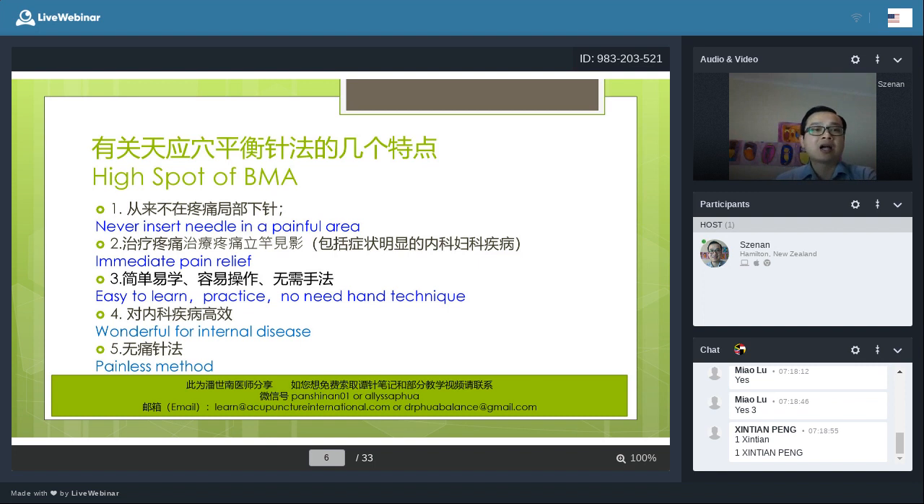Now, the second high spot, immediate pain relief. In Chinese, we call it 立竿见影. When you put a needle in the distal point, you ask the patient, where is the pain? The pain is in the lower back, right? And you put a needle in the hand or leg, and you ask the patient, where is the pain? The patient will say, well, there's no pain now, or the pain is much better. And that's what we call immediate pain relief, instant results.